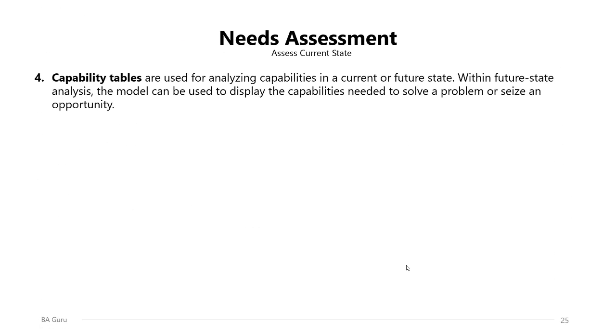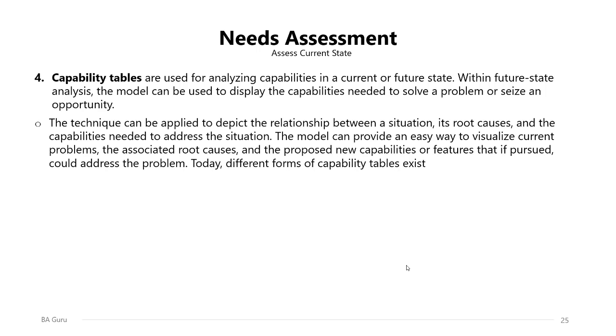Capability tables are used for analyzing capabilities in a current state or future state. Within future state analysis, the model can be used to display the capabilities needed to solve a problem or seize an opportunity. Now, the technique can be applied to depict the relationship between a situation, its root cause, and the capabilities needed to address the situation. The model can provide an easy way to visualize current problems and associated root causes and the proposed new capabilities or features that, if pursued, could address the problem. Today, different forms of capability tables exist.